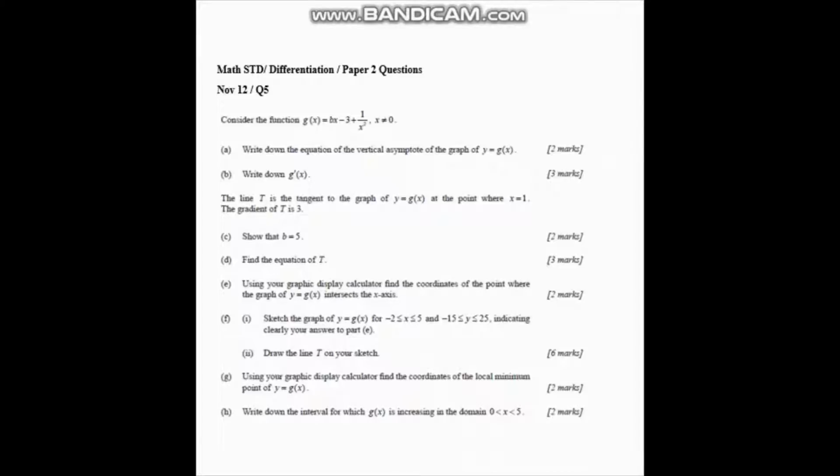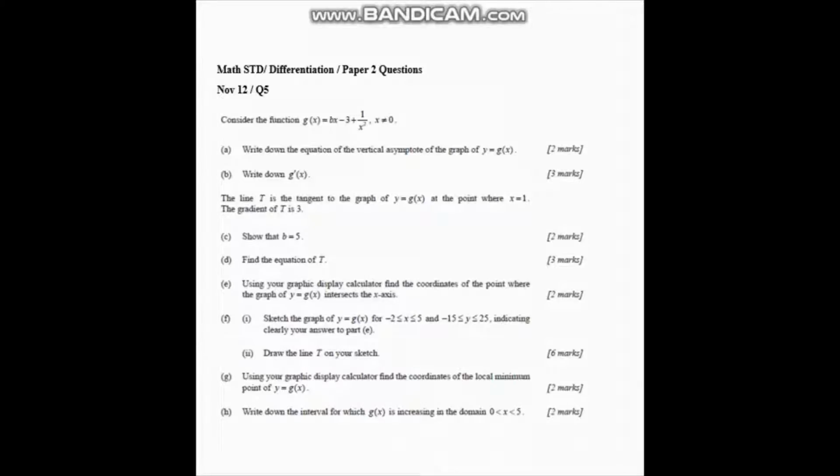So you are given this function g of x equals bx minus 3 plus 1 over x squared, and in A you are required to write down the equation of the vertical asymptote. So we should know that the vertical asymptote exists wherever the denominator is equal to 0. Hence, in this function, the vertical asymptote shall exist when x squared equals 0, hence when x equals 0. So the equation of the vertical asymptote is x equals 0.